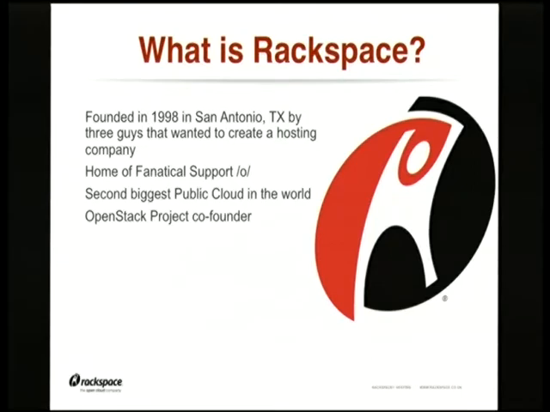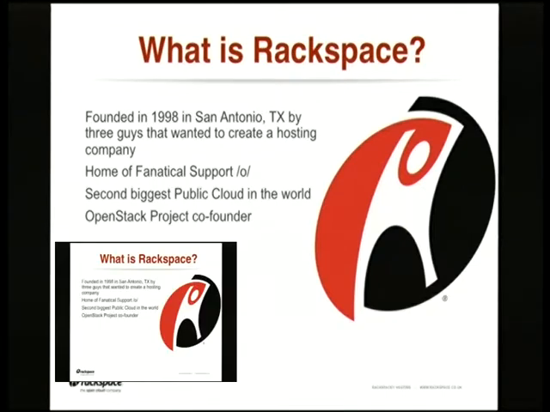So what is Rackspace? Rackspace is a hosting company, basically. But good things about Rackspace is we have fanatical support, so we are fanatic about everything. It's the second biggest private cloud provider in the world after Amazon. We're far away second, but still number 2. And we were the co-founders of OpenStack with NASA, which is a pretty exciting thing to say.